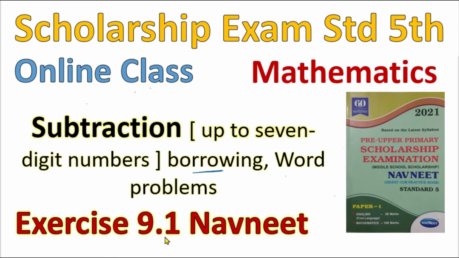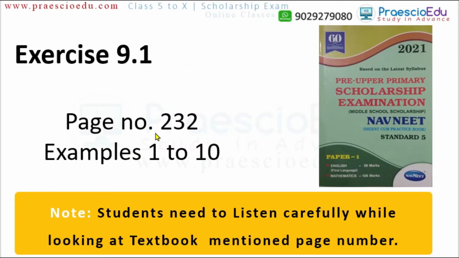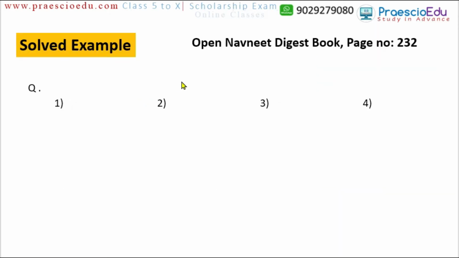This is exercise 9.1 of the Navneet text digest book, on page number 232. Before going to this exercise, there is one small example already solved in our Navneet digest on this same page. There is 5 lakhs, and from the 5 lakhs there is a deduction of 1 lakh 98. Now we can deduct this starting from 0 minus 8, but the main logic is here: 5 lakh and this 1 lakh are the main. After this 5 lakh, no other digits are shown.